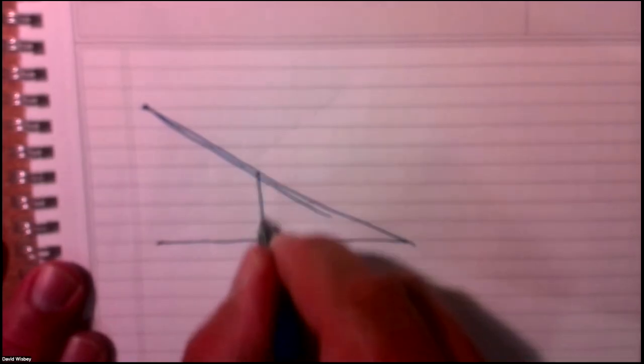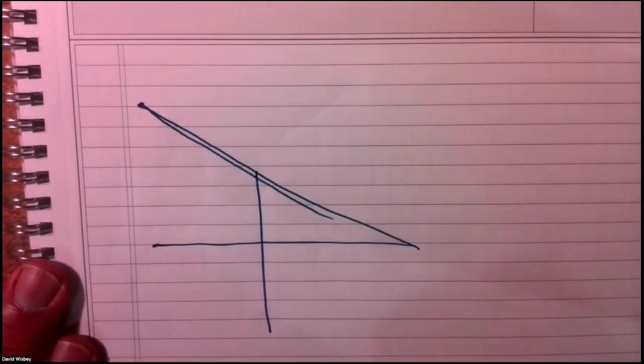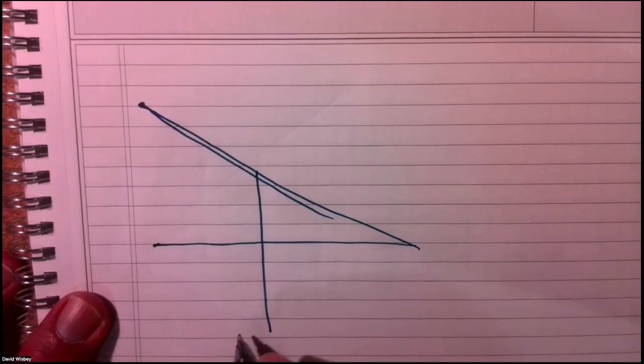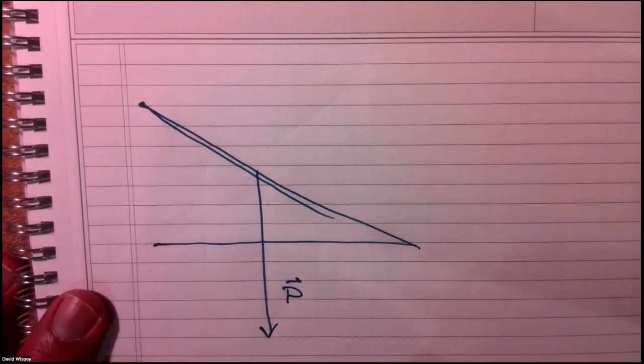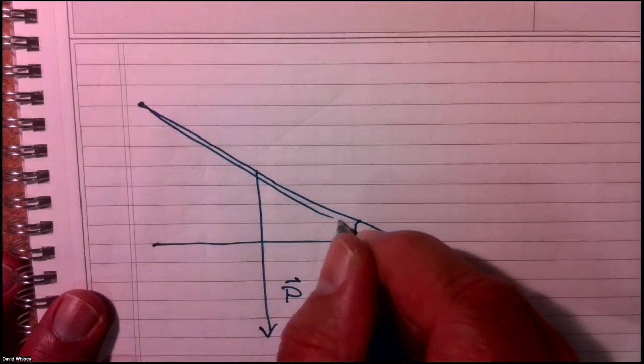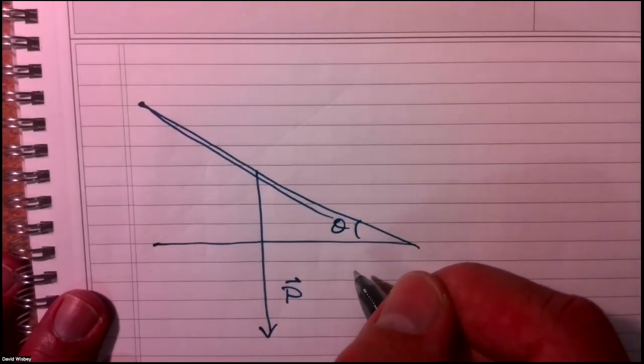Okay, so let's look at this last problem here because it directly relates to the next section that we're going to do. What if you have a ramp like this at some angle, and then we also have a vector here on the ramp, and we'll call this vector P. The problem asks us to find the components along the ramp.